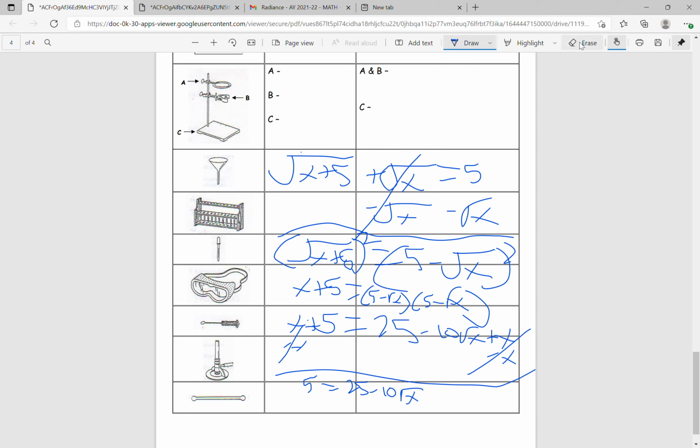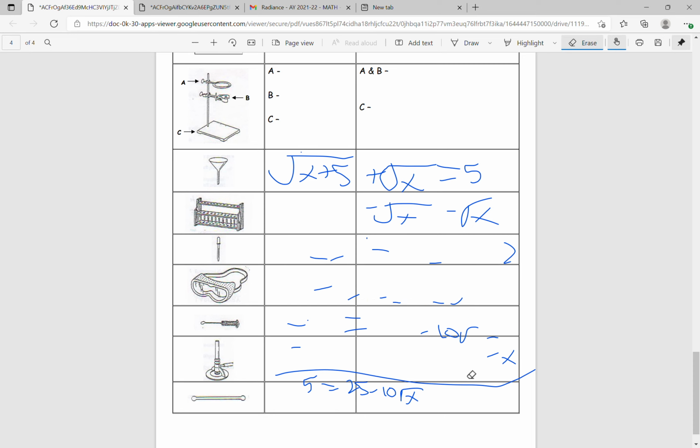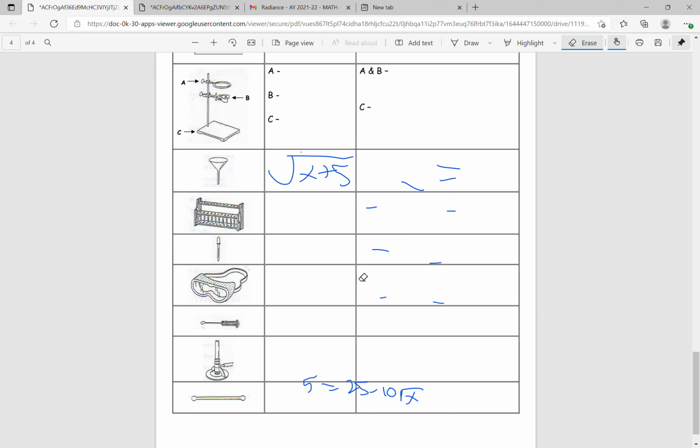Let me get rid of some of this part. Let's just focus on this equation. How can we solve this equation?